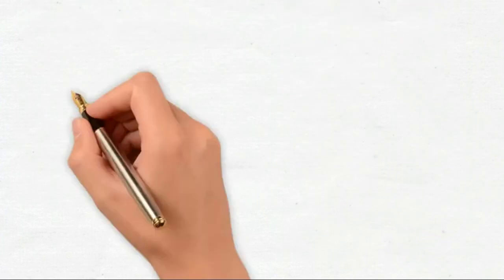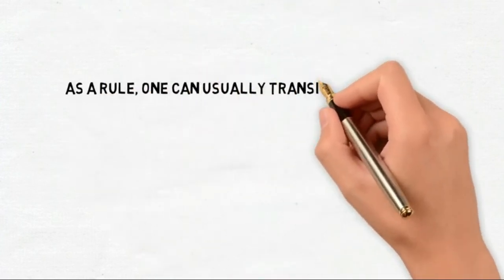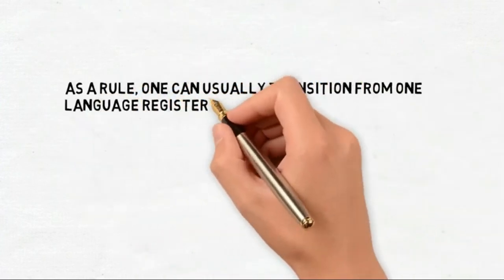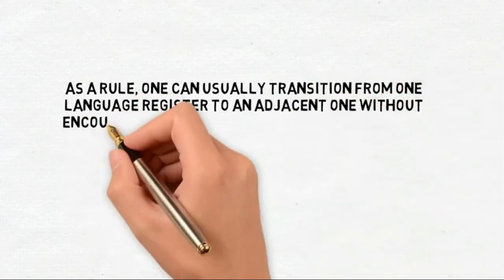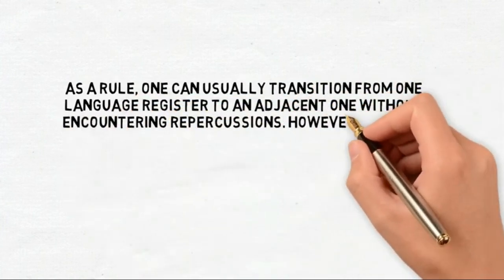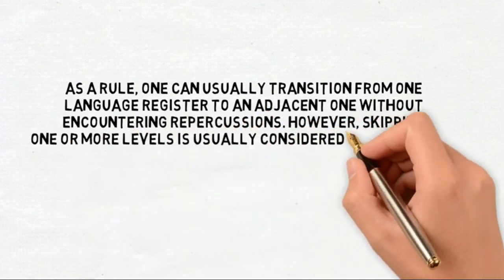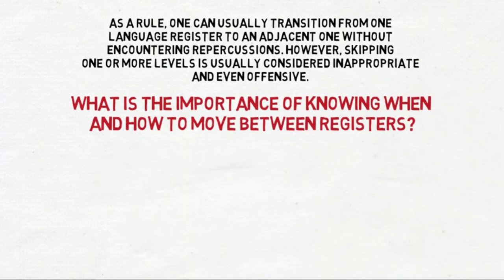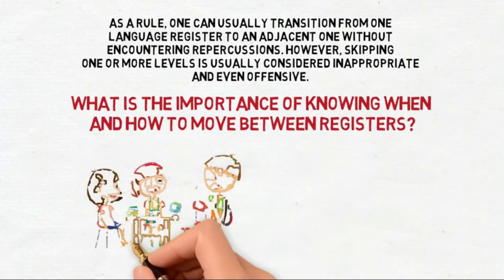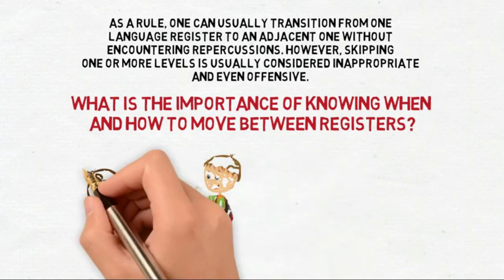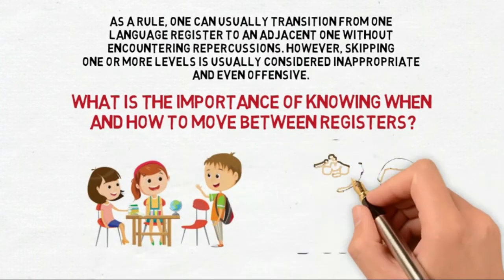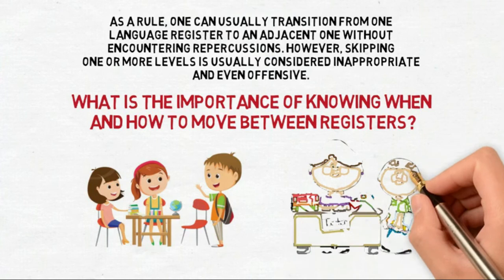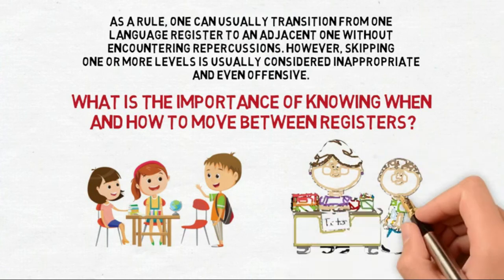a lover's ear. As a rule, one can usually transition from one language register to an adjacent one without encountering repercussions. However, skipping one or more levels is usually considered inappropriate and even offensive. So what is the importance of knowing when and how to move between registers? A speaker may move from one register to another with ease. For example, it is not uncommon for you to address your classmate casually and then adopt a more consultative register when speaking with your teacher.